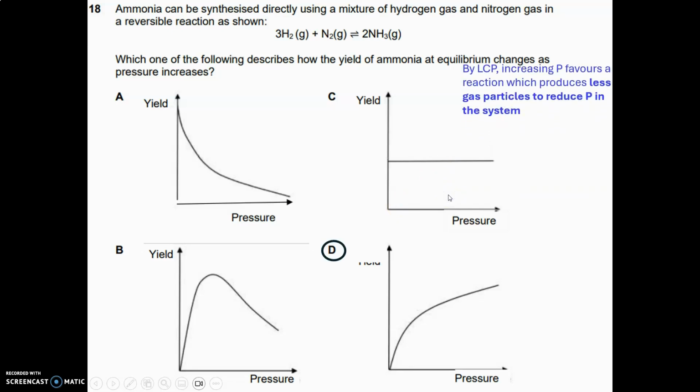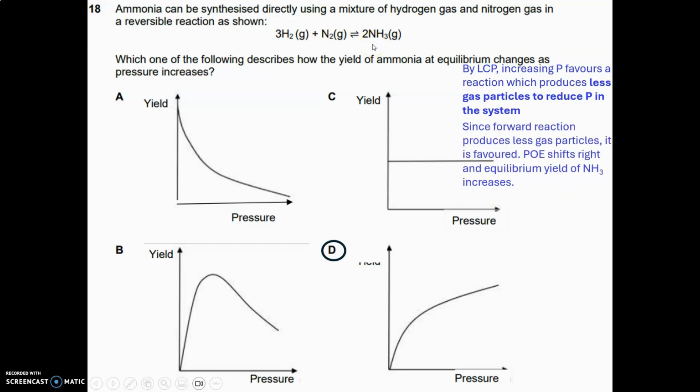So we know that Le Chatelier's principle predicts that increasing pressure favors a reaction which produces fewer particles of gas to reduce the pressure in the system. Looking at the equation for synthesis of ammonia, you're going to notice that the forward reaction produces fewer particles of gas. So that makes it favored when the pressure is increased. The position of equilibrium will shift right, and the equilibrium yield of ammonia increases.